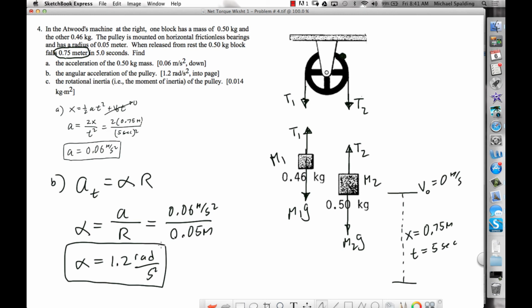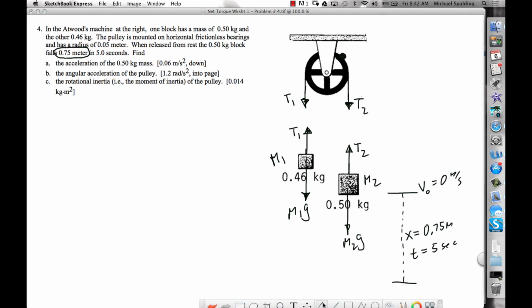All right. Now, the last question is the most time-consuming question: finding the rotational inertia of the pulley. So to do this, we're on part C, and we're going to focus on M1. What are we going to do for M1? For this one here, what can we do? Sum the forces. So summing the forces, we're going to say T1 minus M1G equals M1A.